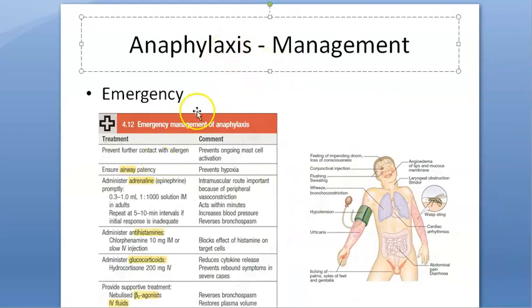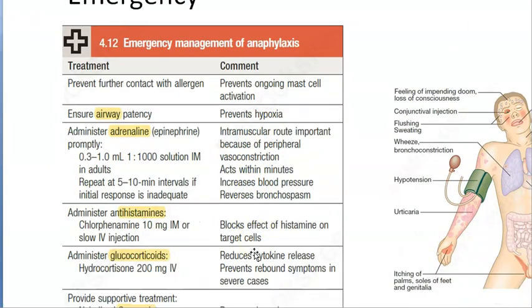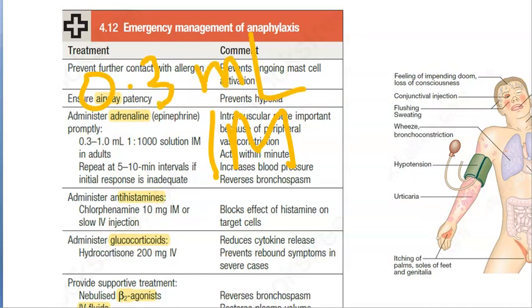Then how will you treat this? Basically, it's an emergency. So look at this, emergency management of anaphylaxis. You will have to remove the allergen, ensure airway, give adrenaline 0.3 ml, 1:1000 solution, IM. Intramuscularly, you will have to give 0.3 ml. You'll have to write this in the exam, guys. 0.3 ml to 1 ml anyways. 1:1000 solution of this adrenaline you'll have to give.